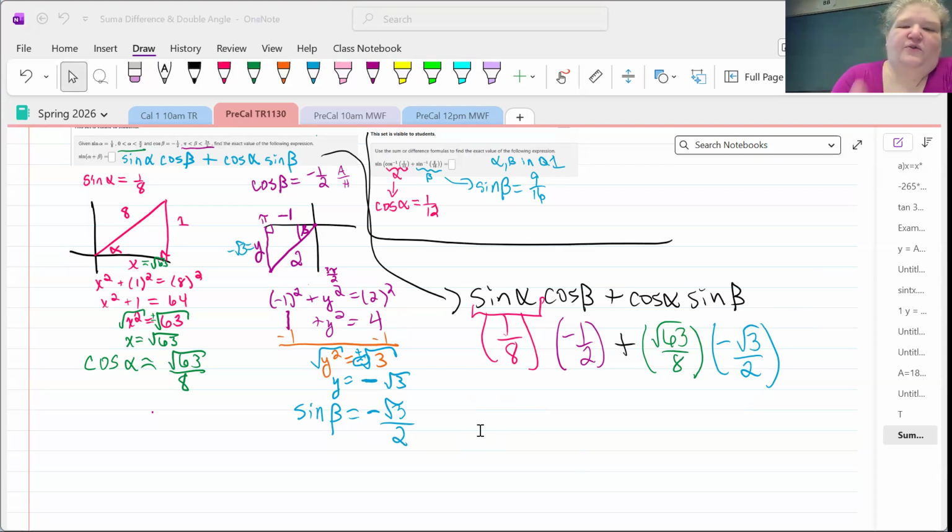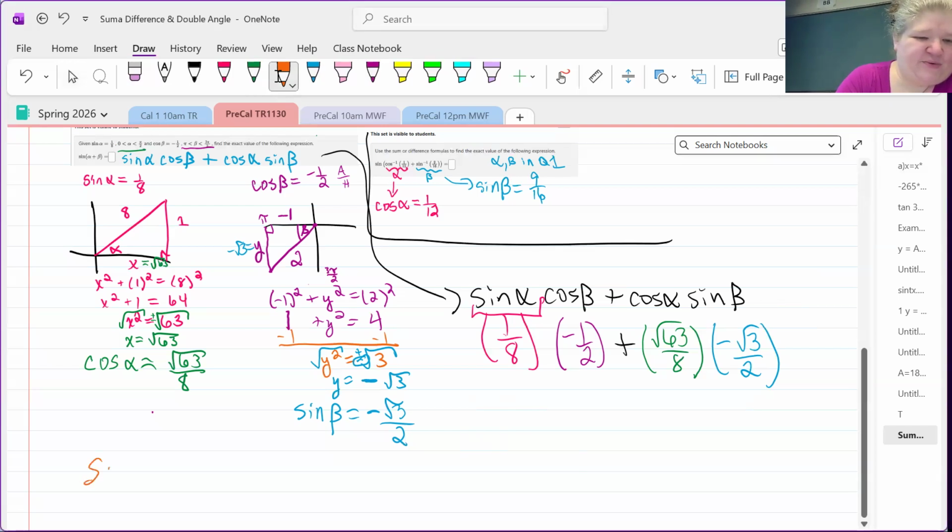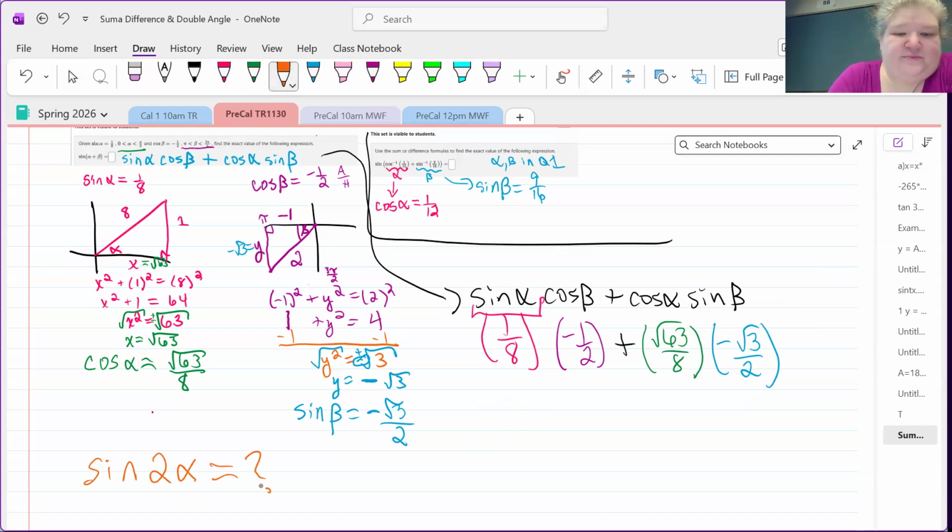Now, what if the question then followed up and said, bonus question or follow up? What's the sine of 2 alpha? So we already did all of our work for alpha, all of our work for beta. Sine of 2 alpha, we're only dealing with our alpha triangle. Now, our formula sheet says the sine of 2 theta is 2 sine theta cosine theta.